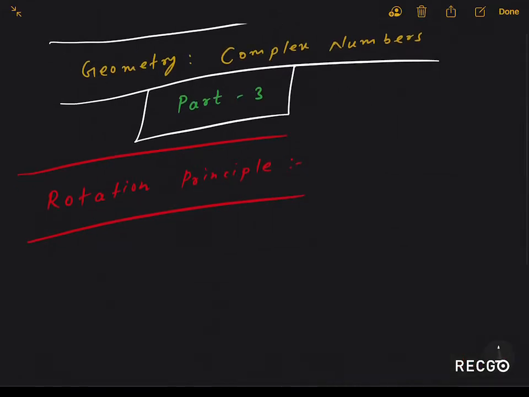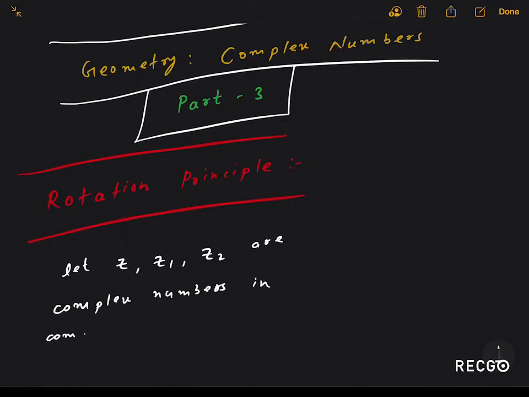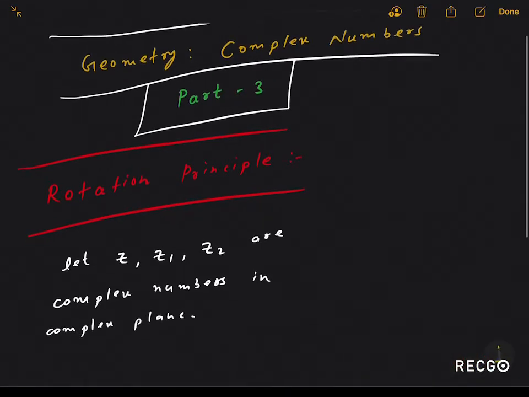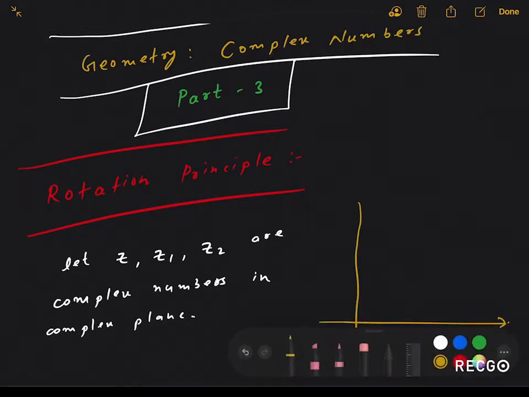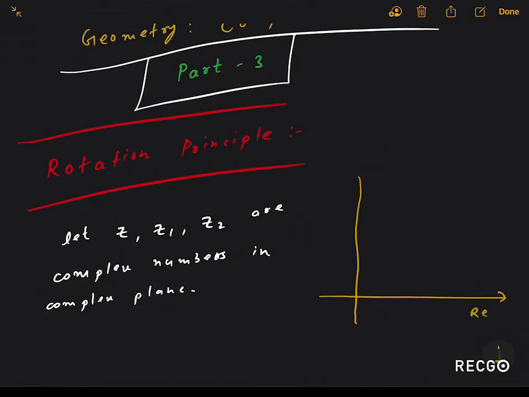So let's start. Let us suppose that there are three non-zero complex numbers, z, z1 and z2, in the complex plane. Now let us suppose that there are 3 points in the complex plane whose affixes are the complex numbers z, z1 and z2. So let's first draw the real axis and imaginary axis. So this is the complex plane, this is the real axis and this is the imaginary axis.